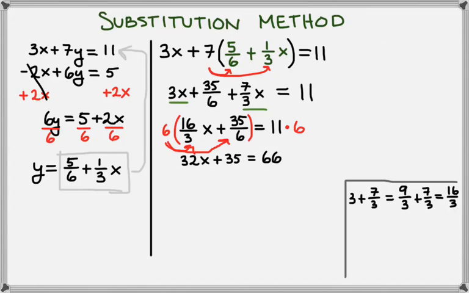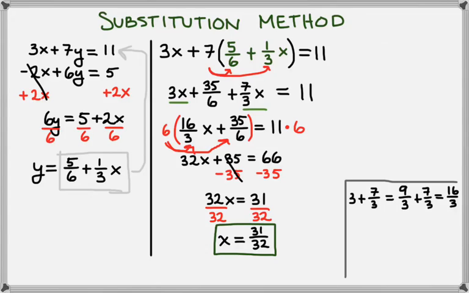Now, we want to get the x term by itself, so we're going to subtract 35 from both sides. Those 35's will cancel, so on the left we're left with 32x. And on the right we have 66 minus 35, which is 31. Now we want to get x by itself, so we're going to divide by 32 on both sides, which leaves us with x equals 31 over 32. Now we've solved for x and we want to solve for y. So remember, we can take this x value and plug it into either one of our original equations to solve for y. Let's go ahead and plug it into the second equation.